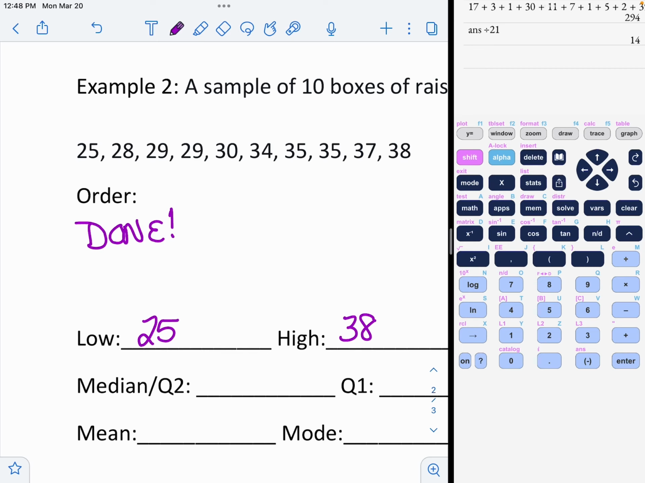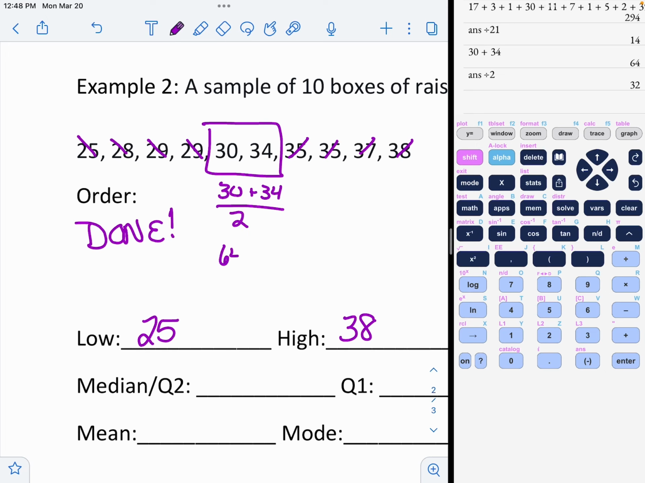Okay, remember Q2, that's where you find your middle number for median and Q2. So I'm going to do 1, 2, 3, 1, 2, 3. Oh, and look, I have 2 middle numbers. So I have to do 30 plus 34 divided by 2. That was 64 divided by 2, which is 32. So my quartile 2 ends up being 32.